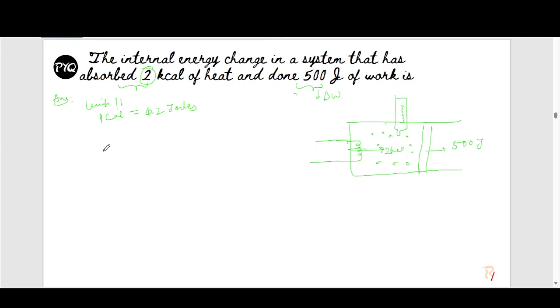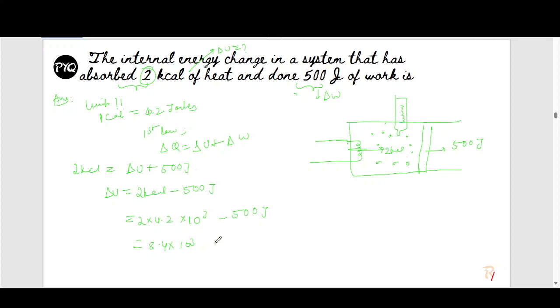We know from first law del Q equals del U plus del W. 2 kilocalories equals del U plus 500 joules. Since we have to find del U, del U equals 2 kilocalories minus 500 joules. 2 into 4.2 into 1 kilojoule is 1000, minus 500 joules. 8.4 into 10 to the power of 3 minus 500 joules. 8400 minus 500 gives us 7900 joules, our required answer.